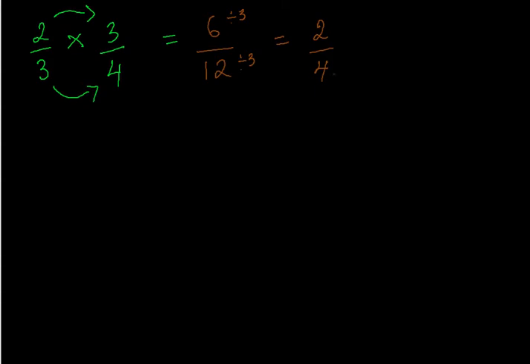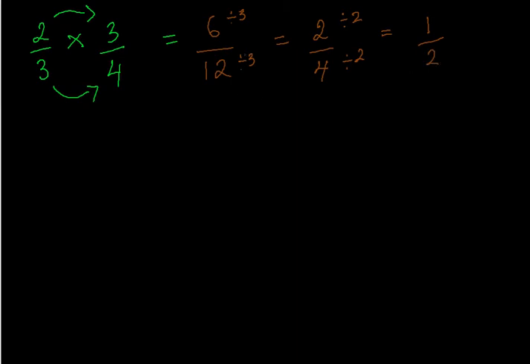Here, I know for a fact 2 over 4, I can divide it even more. I can divide it by 2 again, and the 4, I can divide it by 2 again. I need to make sure I divide with the same number at the top and at the bottom. So 2 divided by 2 is equal to 1, and 4 divided by 2 is equal to 2.